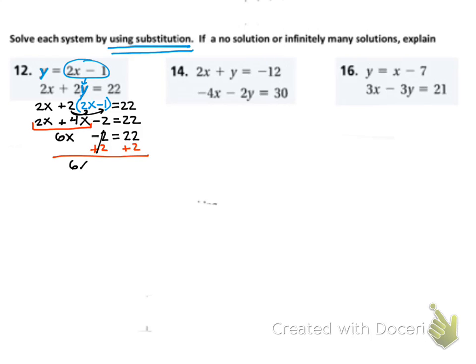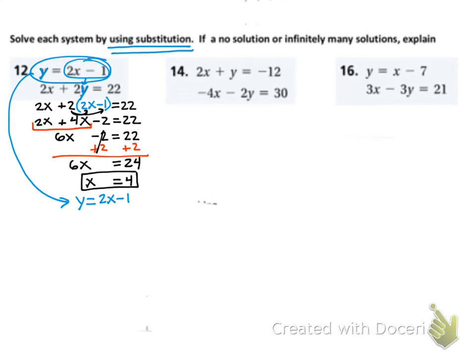Following order of operations and procedures, I distribute, I combine like terms, and then I add 2 to both sides, and that will give me 6x is equal to 24, which tells me x is equal to 4. Now that I have x is equal to 4, I can bring down my first expression, which is already solved for y. And now I substitute in for x. So that gives me y is equal to 2 times 4 minus 1, which then gives me y is equal to 7. So the solution to the system by substitution is going to be 4, 7.